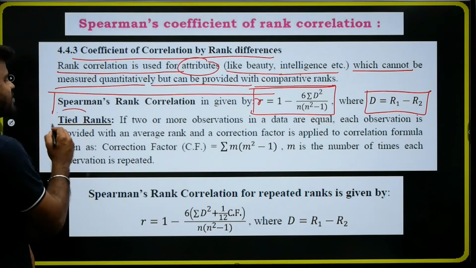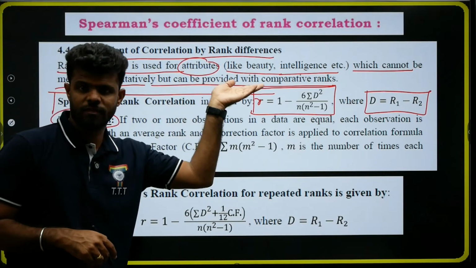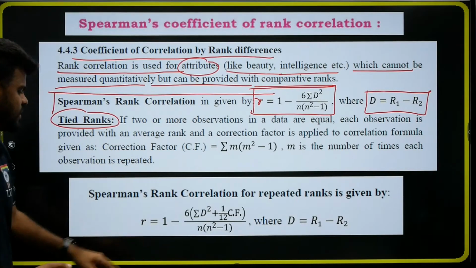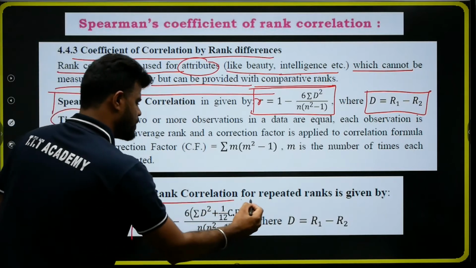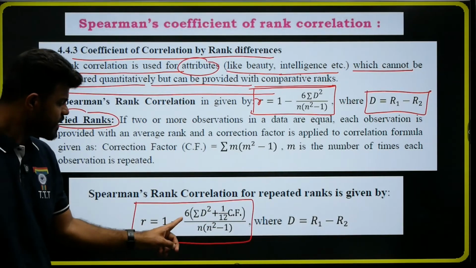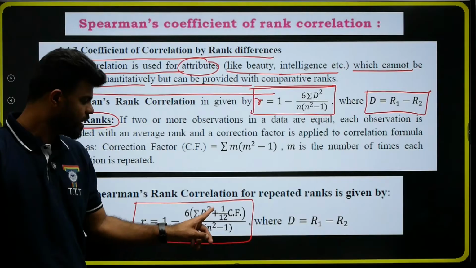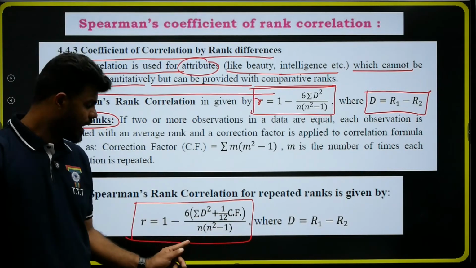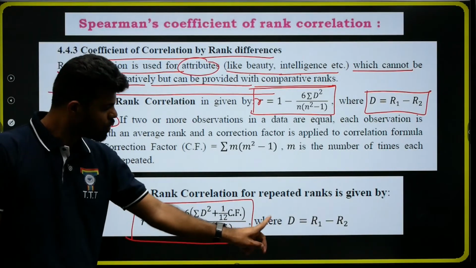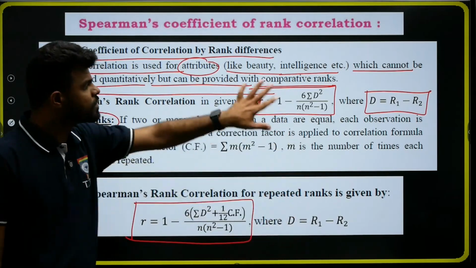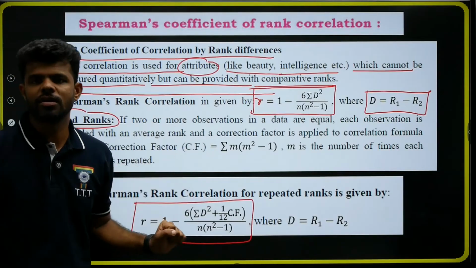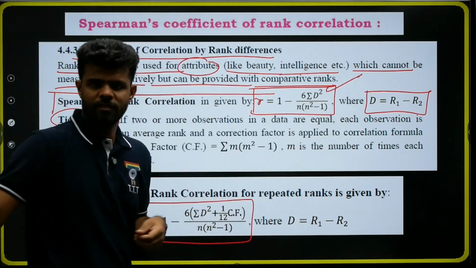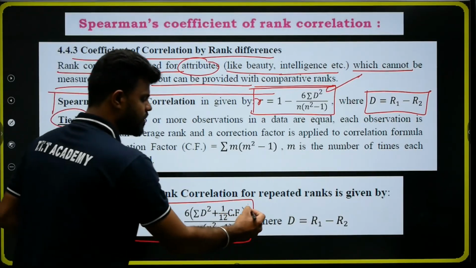So next, ties in ranks. There is one formula for without ties and another formula for with ties. In this we will use the formula R is equal to 1 minus 6 into summation D square plus 1 by 12 into CF whole divided by n into n square minus 1. Here also D is R1 minus R2. So in Spearman's rank correlation there are two methods. The first one is without ties, we will use that formula, and with ties we will use this formula.